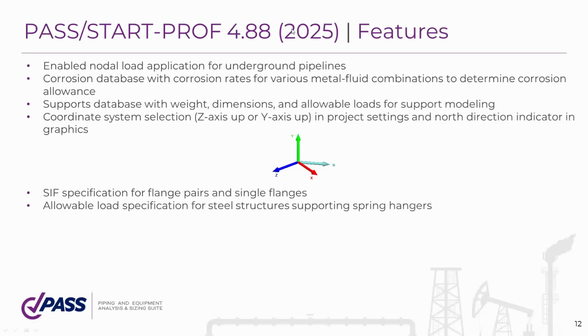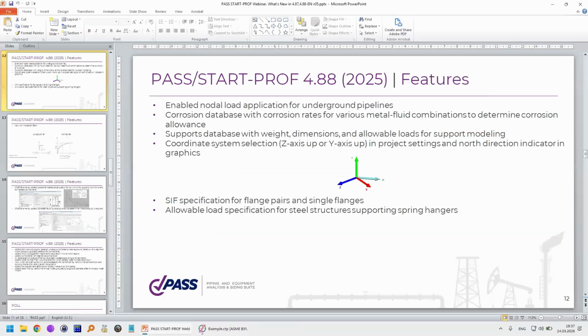And in the 2025 version, we allowed to apply the loads to the underground pipelines because some companies want to define surge effects for underground piping systems. Also, we added the corrosion database, which contains the corrosion rates.